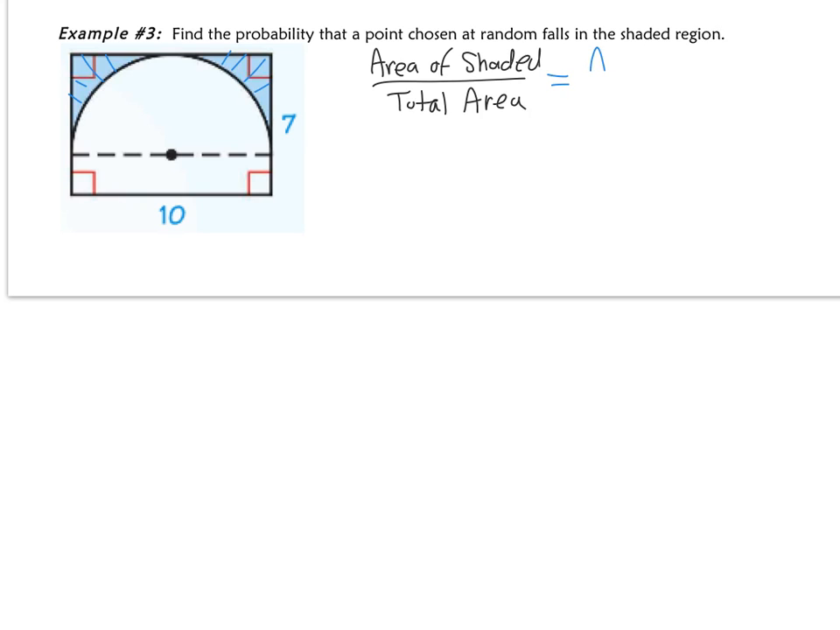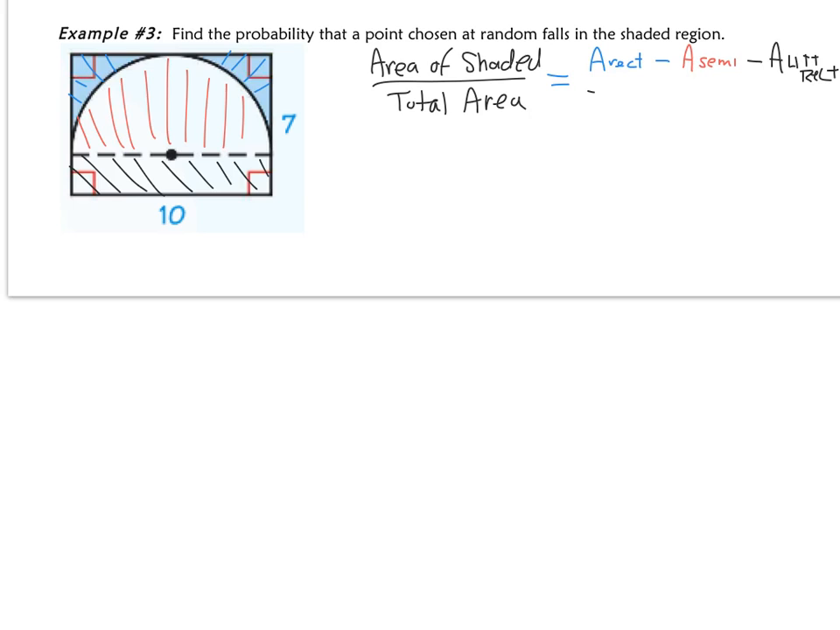I would do the area of the rectangle, but then I don't want certain things. I just want those two arced corners. So what I don't want is this semicircle, and if I don't want something, I'm going to subtract it. So, area of the semicircle. And then also notice that there's this little rectangle on the bottom. So minus, I don't want that rectangle, so I'm going to subtract the area of the little rectangle. Now I'm going to divide this by the total area. The total shape is this big rectangle, so the area of the big rectangle.